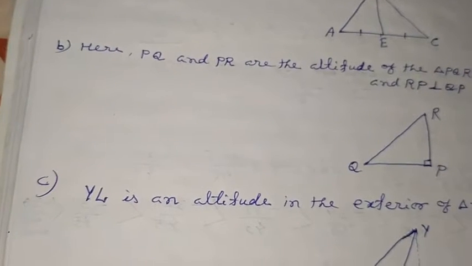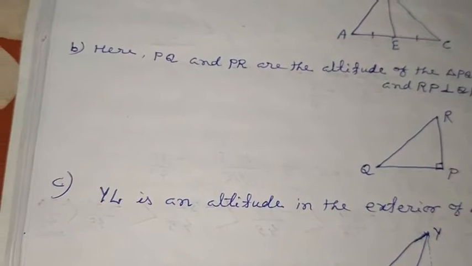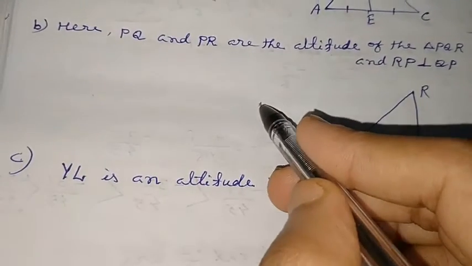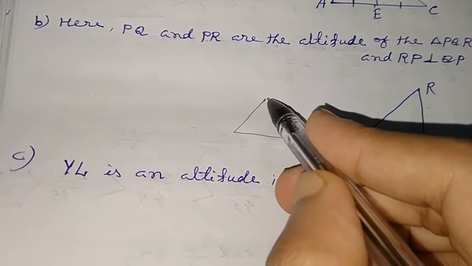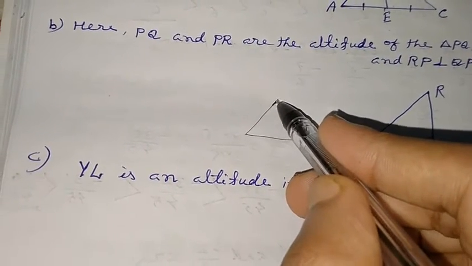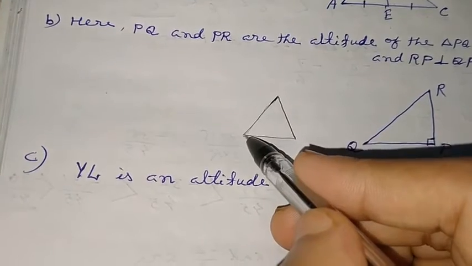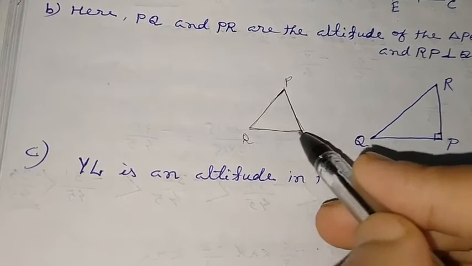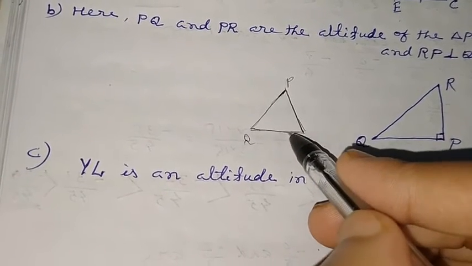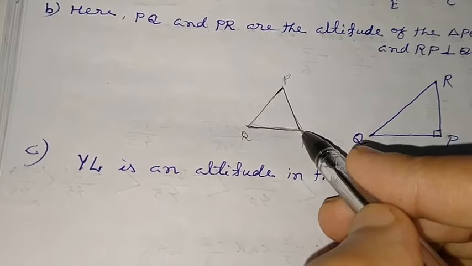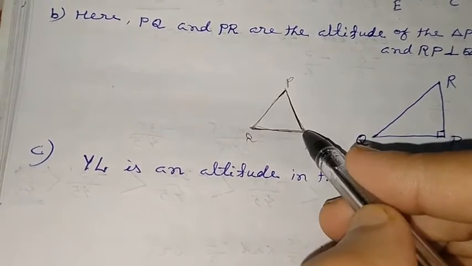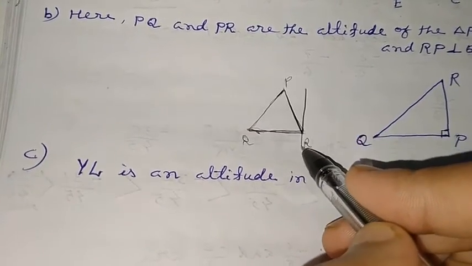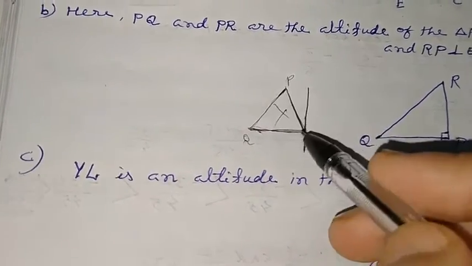Okay. PQ and PR are altitudes of the triangle. So in triangle PQR, we have drawn a triangle PQR. We didn't draw the triangle like this. Why? Because we will not get two altitudes here. We will not get two altitudes here because this line is not perpendicular to this line. If this line is perpendicular, then it should be this type of line. Okay, so it is not possible. So we have drawn like this.